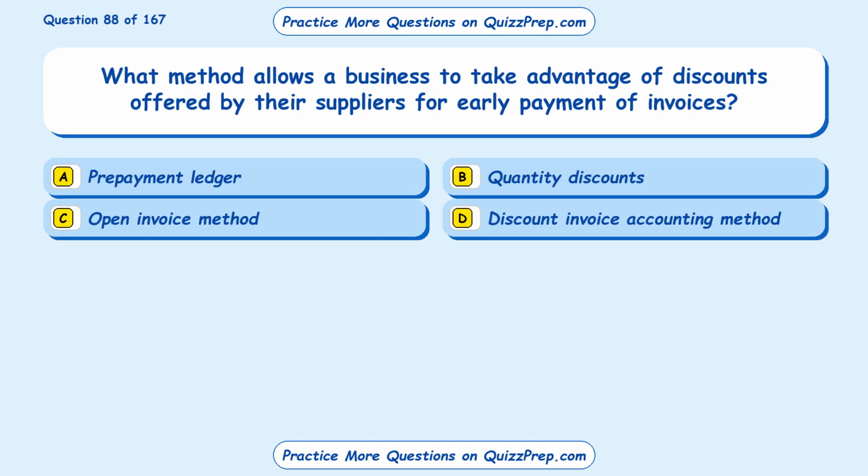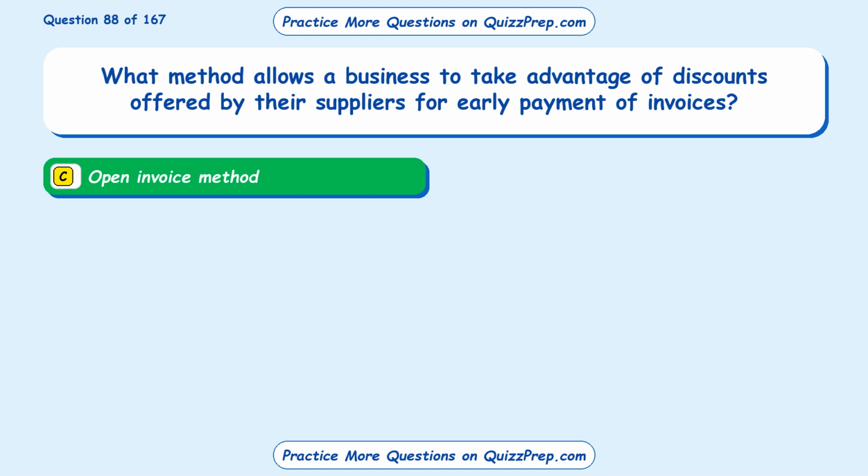Question 88. What method allows a business to take advantage of discounts offered by their suppliers for early payment of invoices? Option A, prepayment ledger. Option B, quantity discounts. Option C, open invoice method. Option D, discount invoice accounting method. The correct answer is Option C, open invoice method.